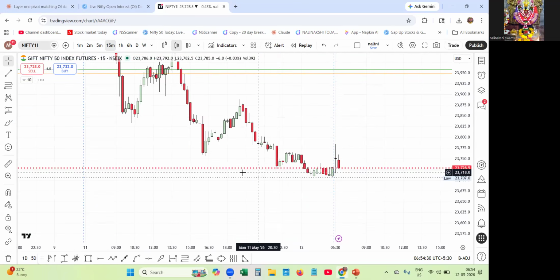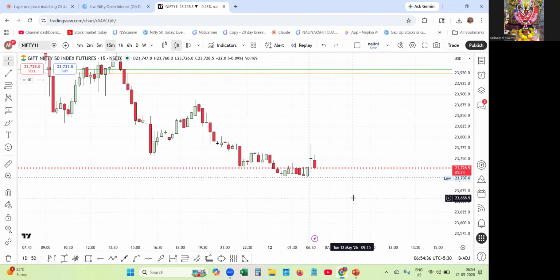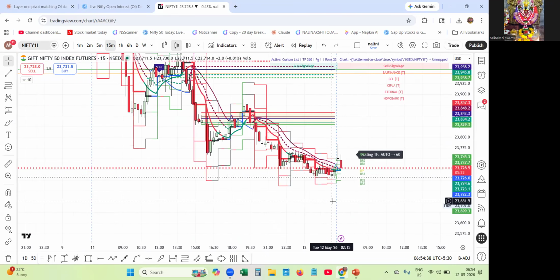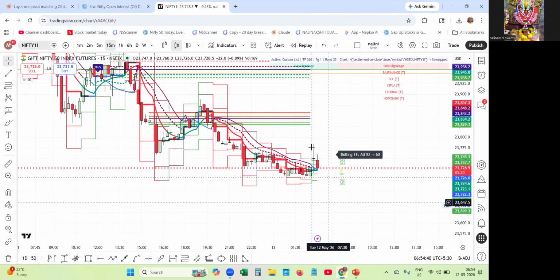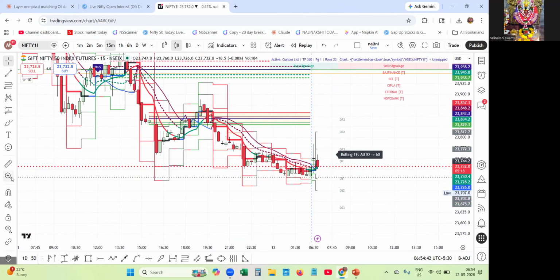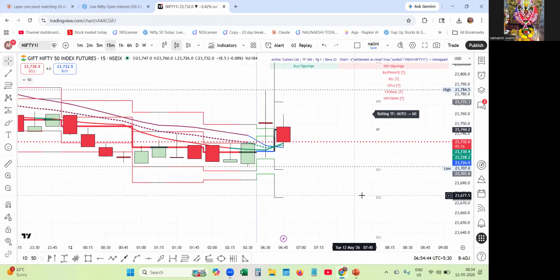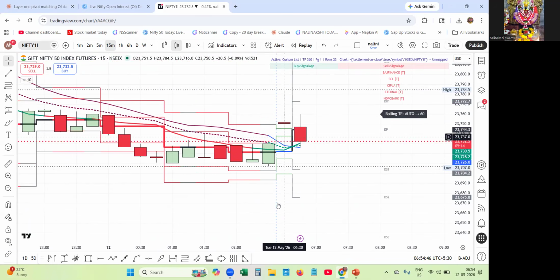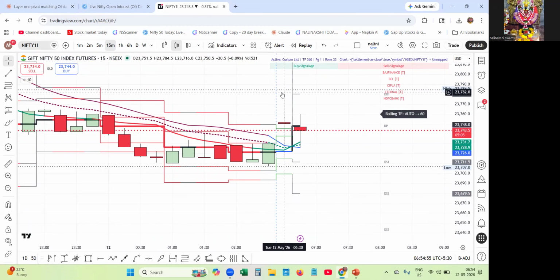Gift Nifty has fallen below and opened slightly higher. On the 15 minutes candle you are seeing, the pivot has opened. You can see from the bottom it has gapped up, because it has fallen to 23,700 and it traded up to 23,782.